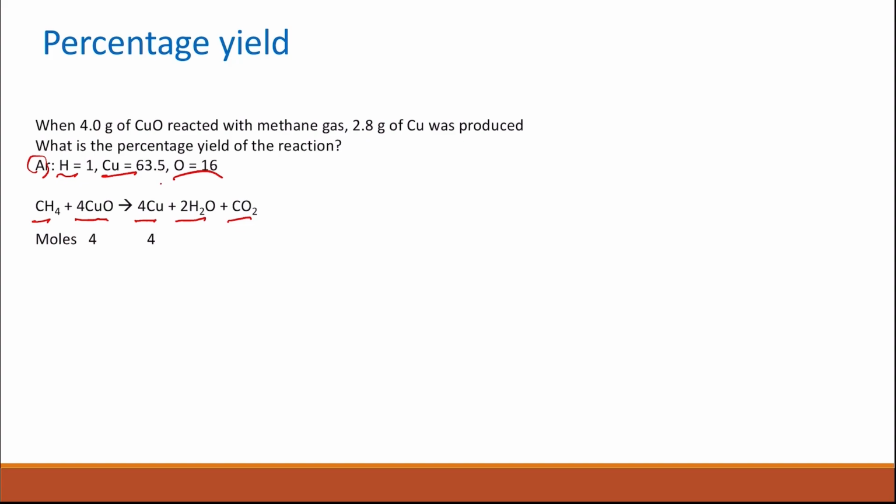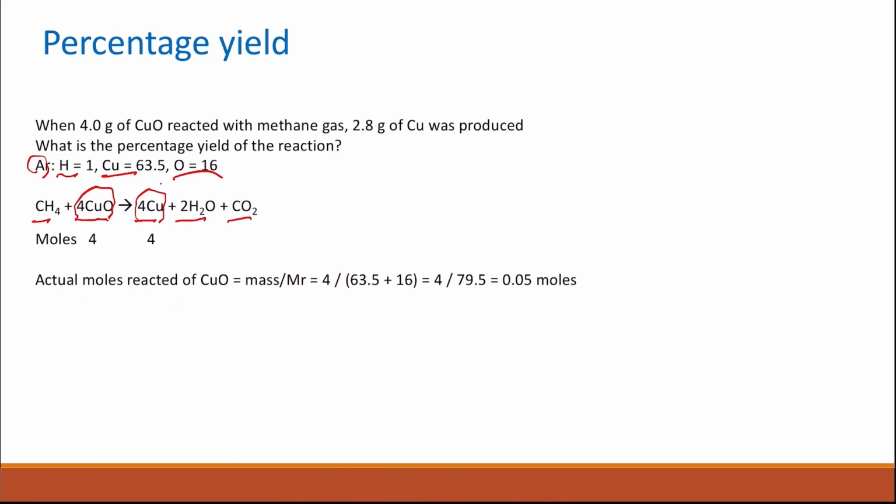In this reaction, you can see that 4 moles of copper oxide will give you 4 moles of copper, so equimolar. Now we need to find the actual moles of copper oxide that reacted. To find the number of moles, we simply divide mass by the formula mass. So 4 divided by the formula mass of copper oxide, which is 79.5, that will give you 0.05 moles. So 0.05 moles of copper oxide were actually used in this reaction.